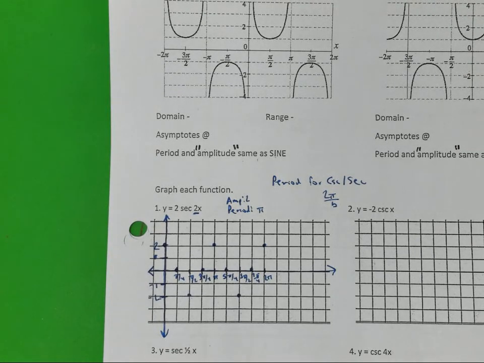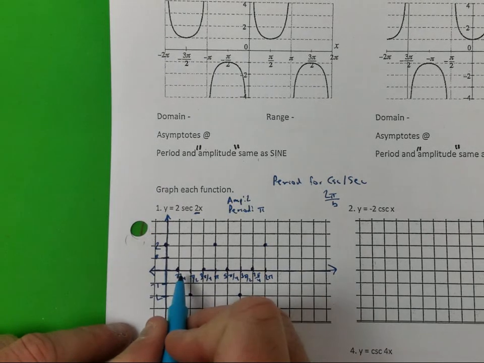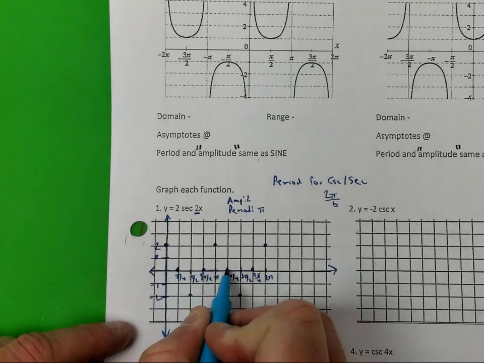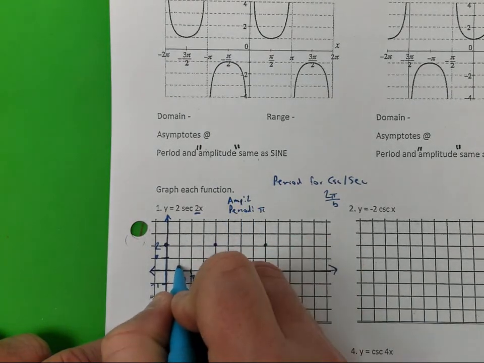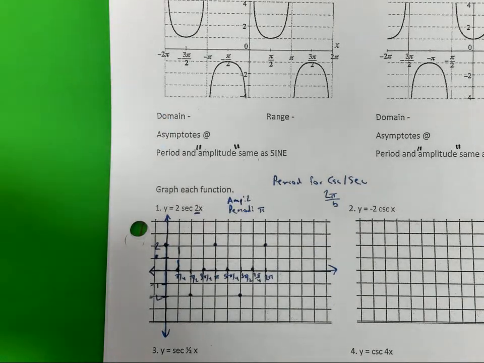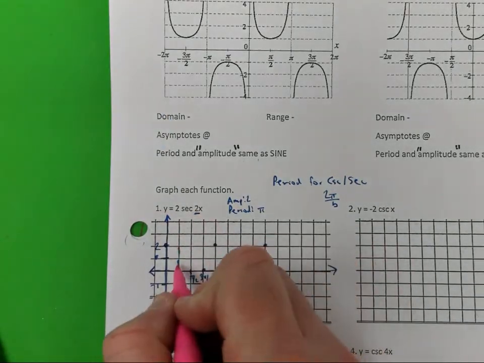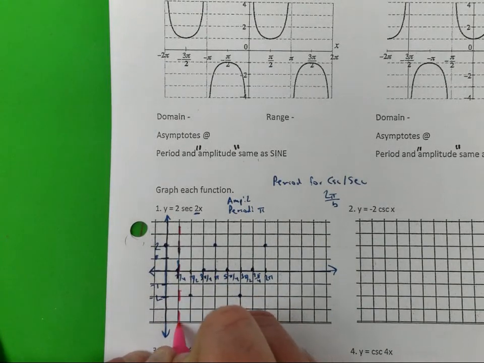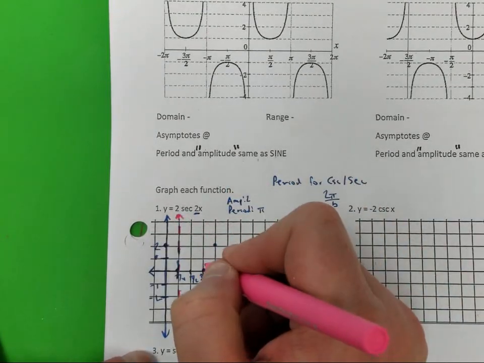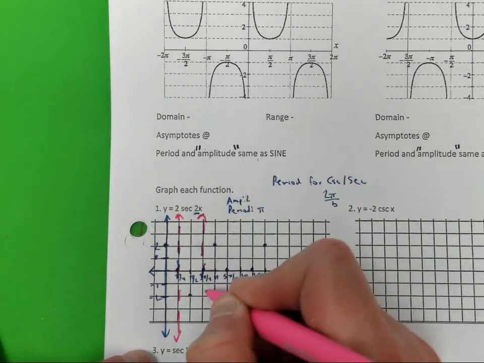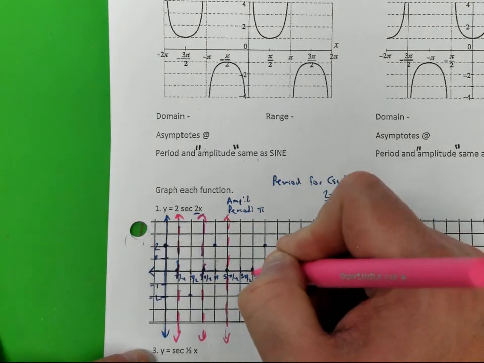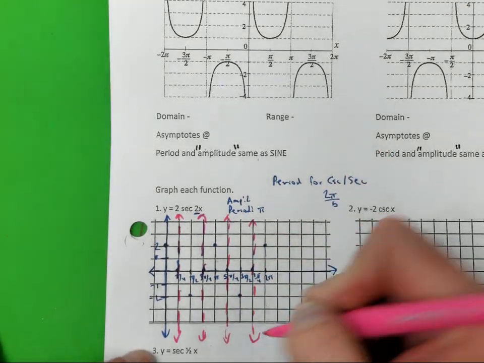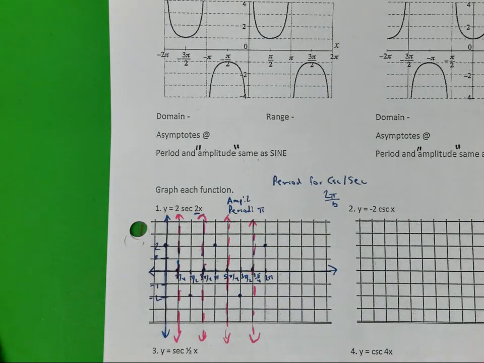Okay, now this is where you graph it different from where I would have graphed cosine. Now that you have your dots, wherever a dot touches an x-axis, like here, here, here, here, there's where an asymptote will be at. So I'm going to draw an asymptote in here. Alright, there's your asymptotes.